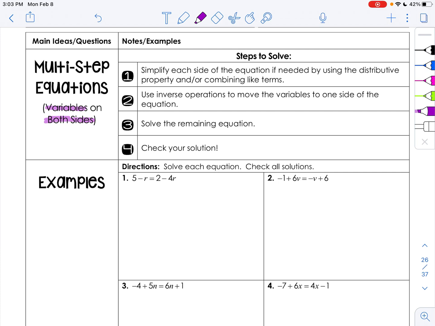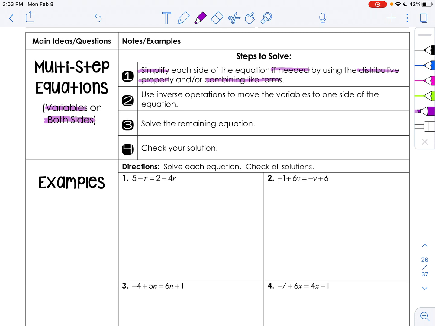So first, you want to simplify each side of the equation, if needed, by doing the distributive property or combining like terms. So remember, from our previous lesson, you check for the distributive property first, and then you check to see if you have like terms to combine. You don't always have one or both of these in an equation, but you want to check for them first.